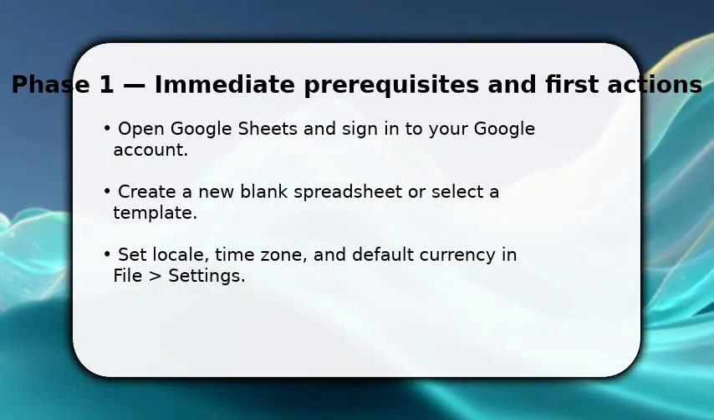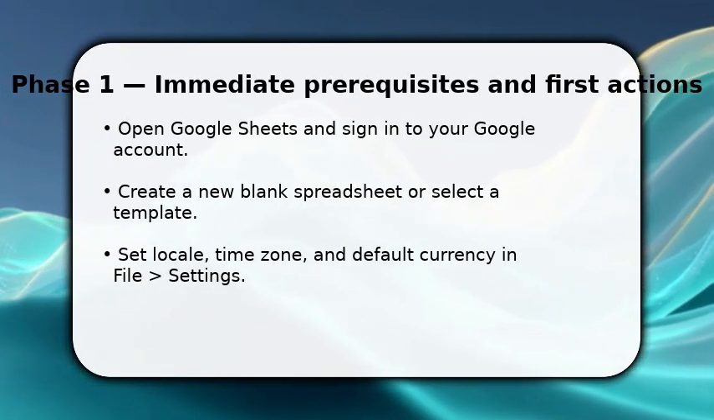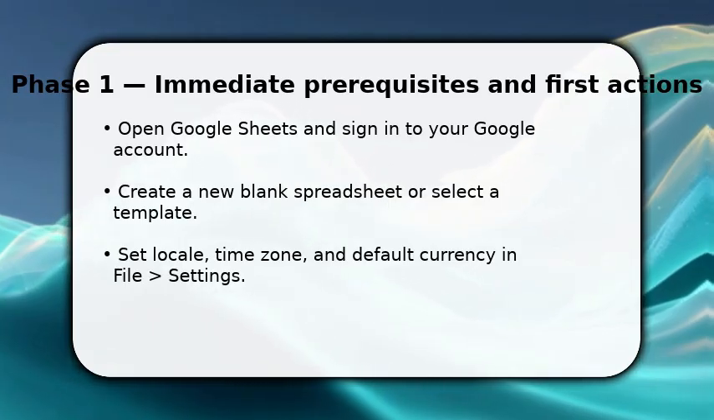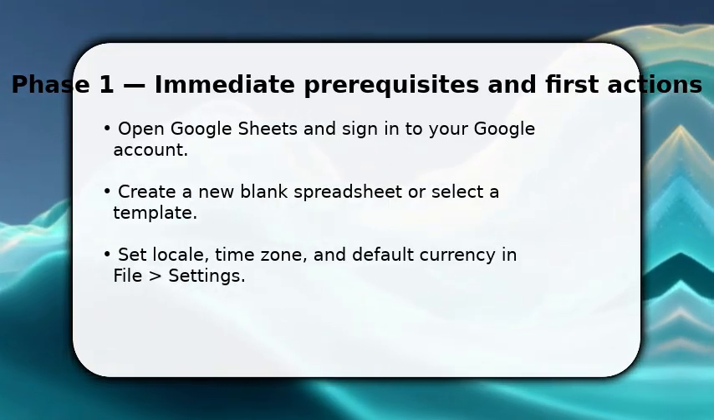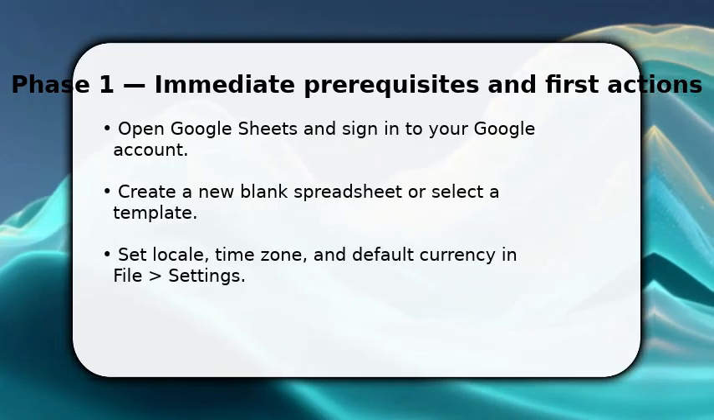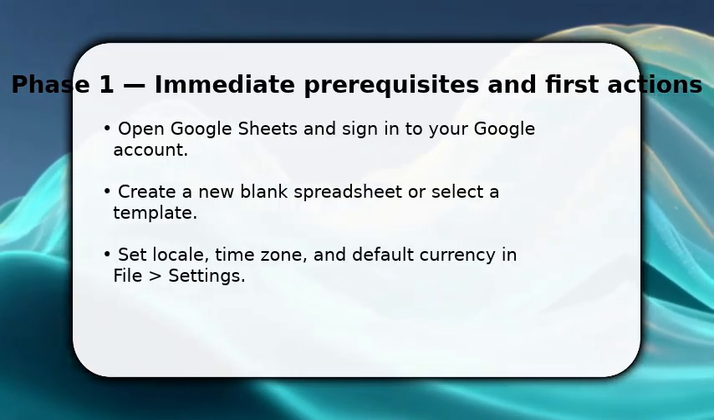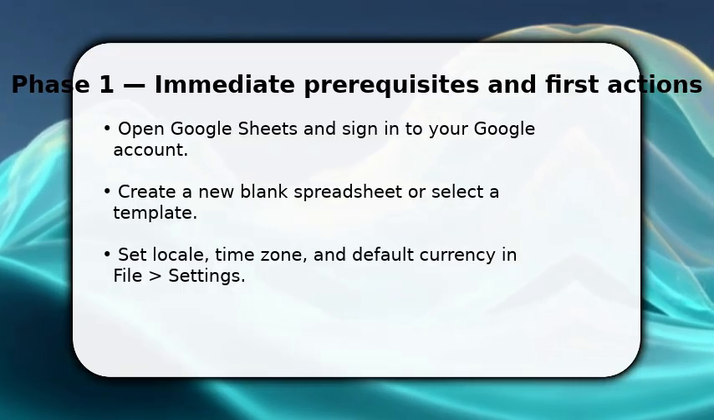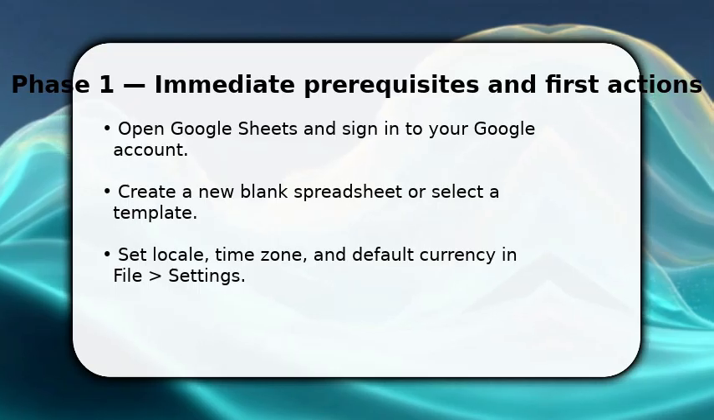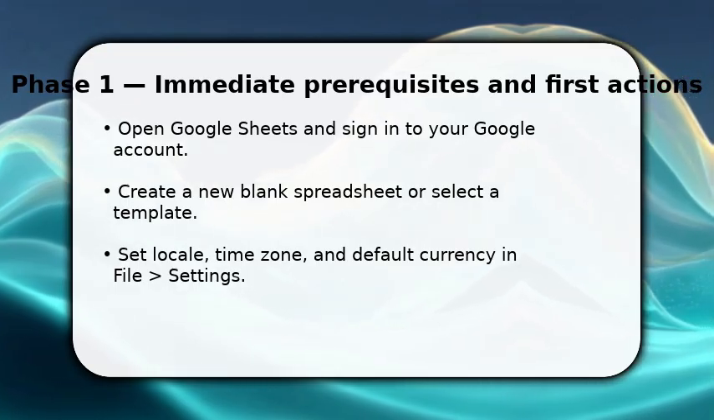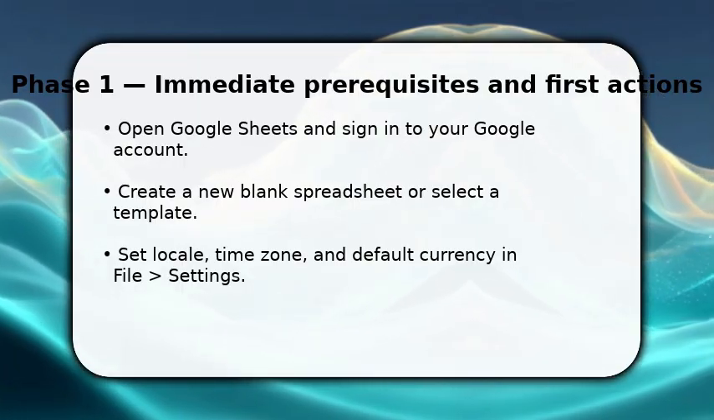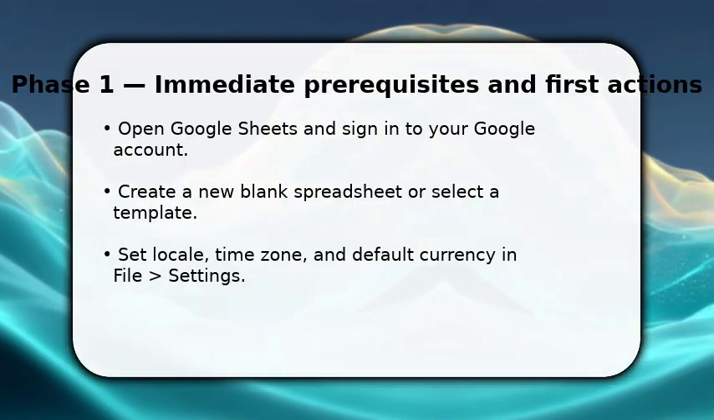You begin by opening Google Sheets and signing into the account you will use for this file. Once signed in, click plus to create a new blank spreadsheet or pick a template if you need a starting layout. This saves time. Make sure to set file settings for locale, time zone, and default currency so formulas and dates behave predictably. Also, name the sheet in the top left immediately. This helps with version control and sharing later, and prevents accidental overwrites.